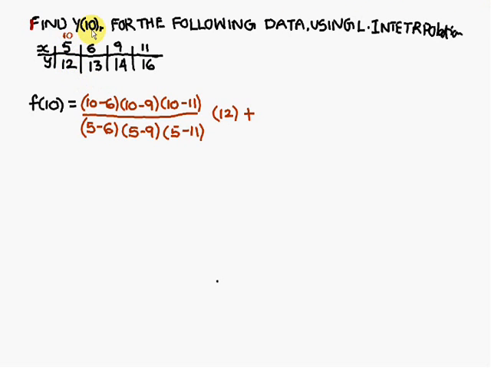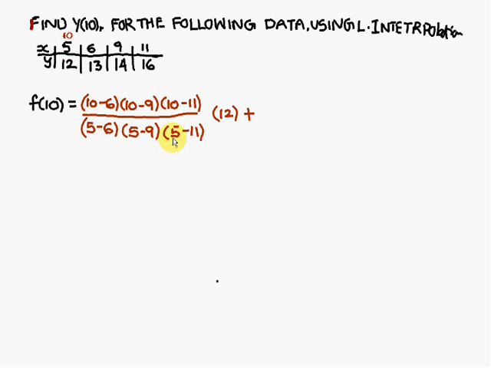We have to find the value of y at 10. We know the value of y at 5 is 12, at 6 is 13, at 9 is 14, and at 11 is 16, but we don't know the value at 10. The value at 10 lies between 14 and 16, but we don't know the exact value. To find it, we proceed this way. You have to write 10 above the first x variable, that is 5.